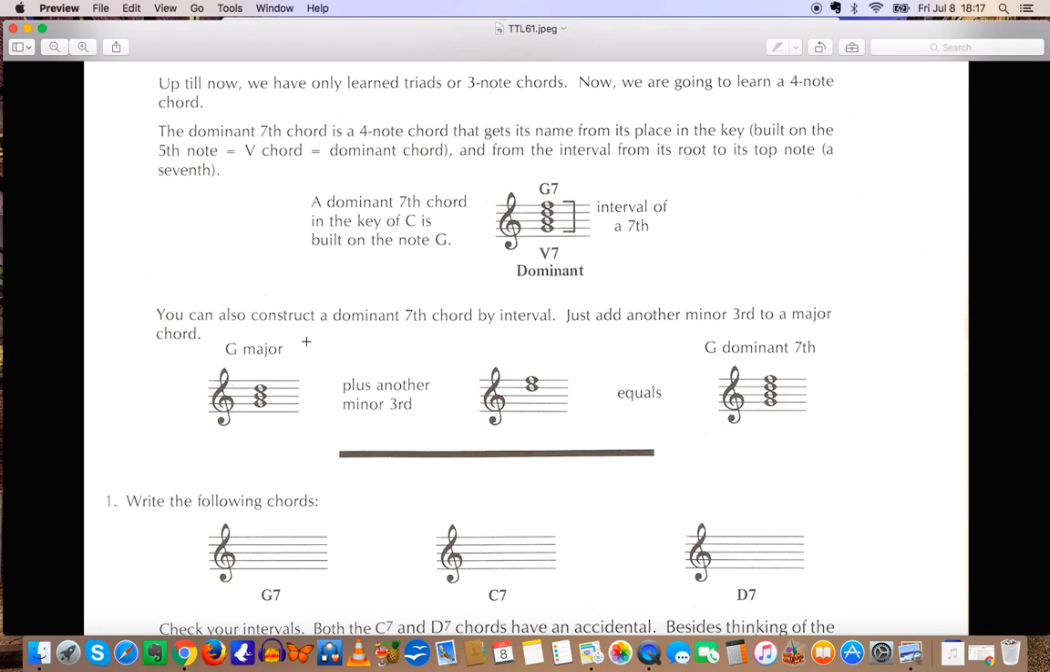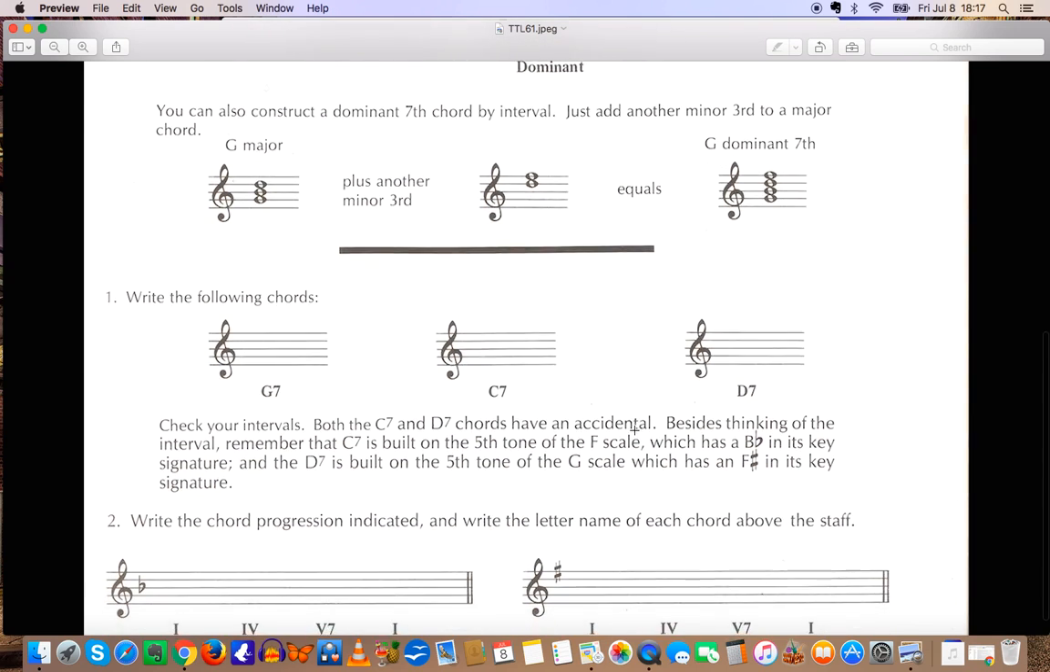You can also construct a dominant 7th chord by interval. Just add another minor third to a major chord. So here we have a major chord, G major to be exact, plus another minor third on top of that. We go from D to F, which equals a G dominant 7th chord.